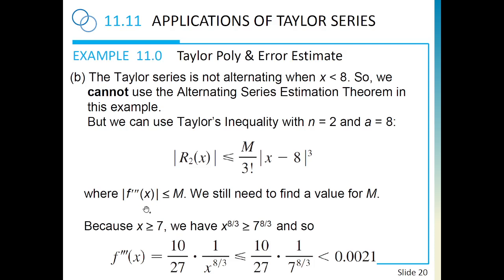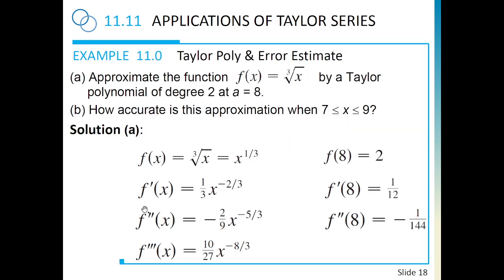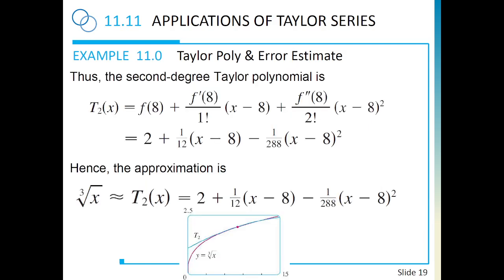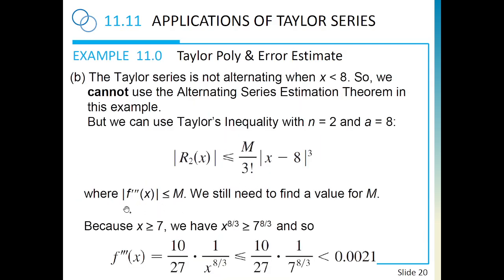So we need to find a way. What's the third derivative? Well, it was already computed here. The third derivative is given here. We computed it. So now we need to take the absolute value and then find M such that M is bigger than the absolute value of the third derivative on the interval 7, 9. So this is the procedure.